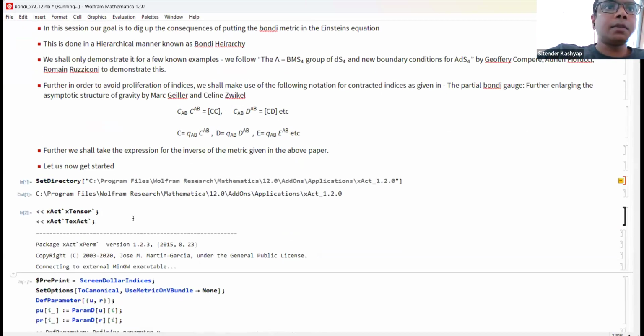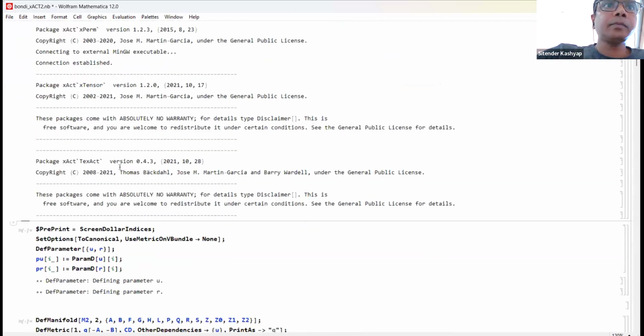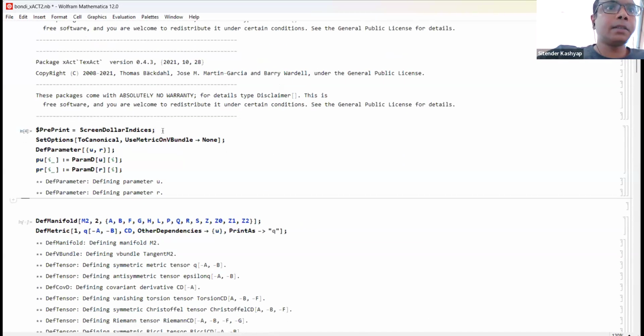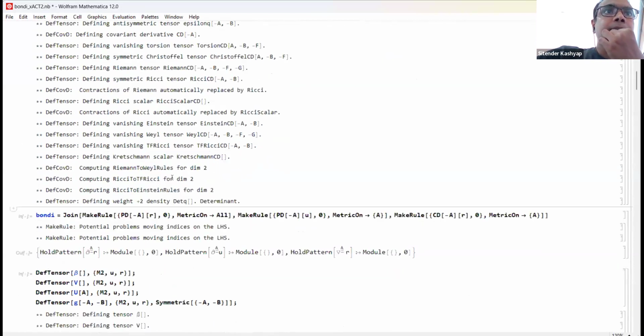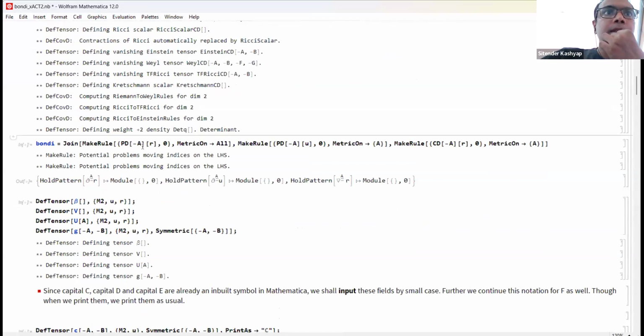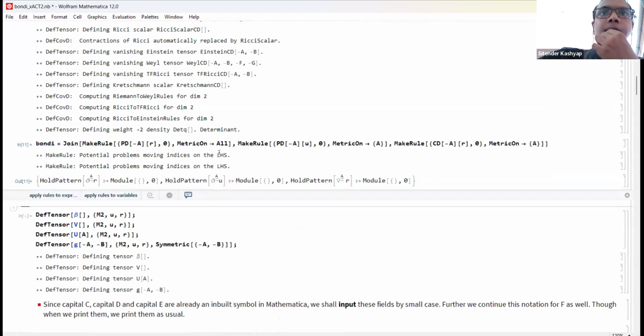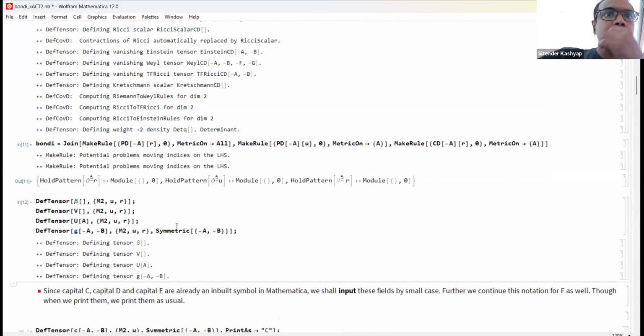Let's run xTensor xAct. Once again, the standard thing which I defined earlier. As I mentioned in the beginning of the talk, in this part we will use the metric as Q rather than G. There are some rules that we define, that the partial derivative of R is 0, for example, the partial derivative of U is 0. And once again, we define all our metric, all our quantities. But this time, G has been defined as a symmetric tensor, not as a metric, okay?